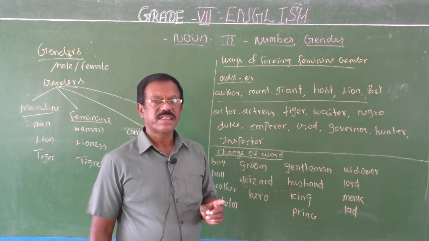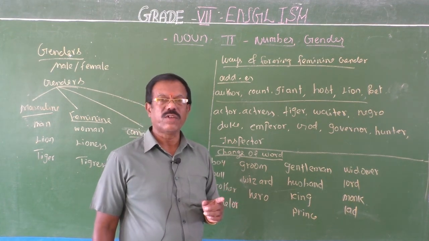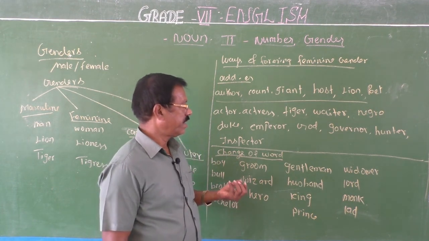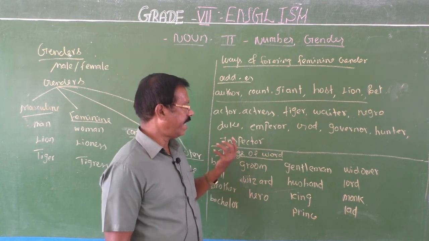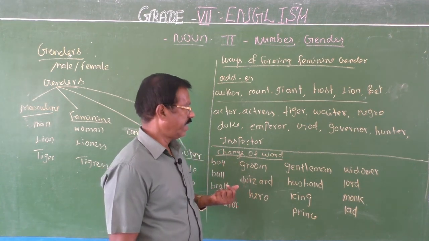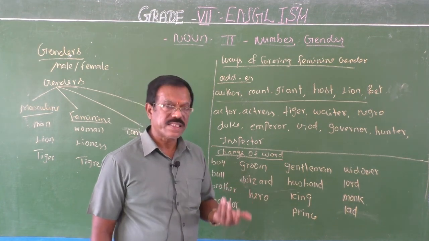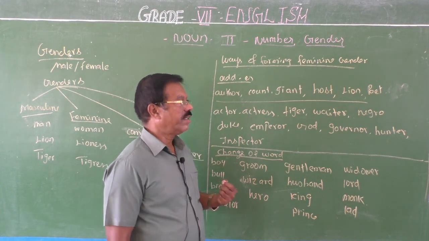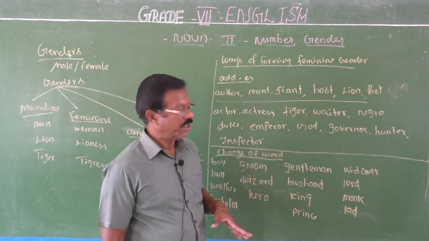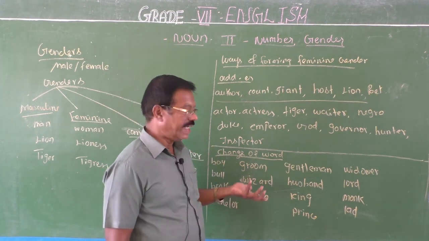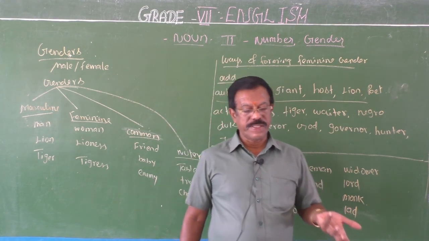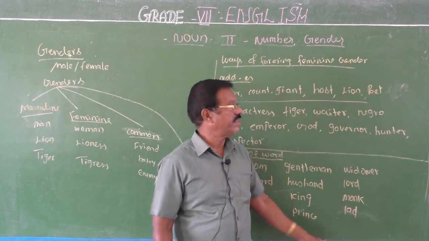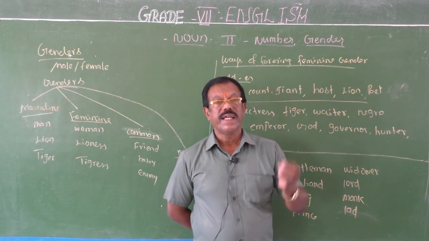Bachelor, spinster. Groom, bride. Wizard, witch. Hero, heroine. Gentleman, gentlewoman or lady. Husband, wife. King, queen. Prince, princess. Widower, widow. Lord, lady. Monk, nun. Lad, lady. Sir, madam. Landlord, in this group I would like to give you some more words. Landlord, landlady.